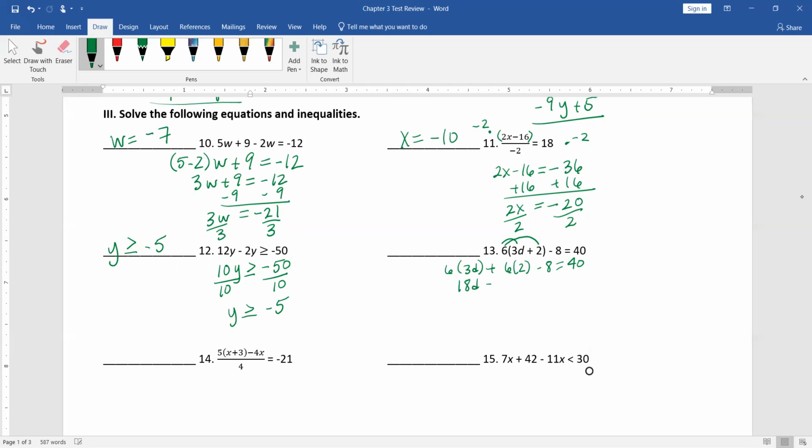All right, and so 6 times 3 is 18, so 18d, and then 6 times 2 is 12, minus 8 equals 40. So let's simplify that 12 minus 8. So 18d plus 4 equals 40. Then we get rid of that 4 first. 18d equals 36. Divide both sides by 18, and you discover that d equals 2.